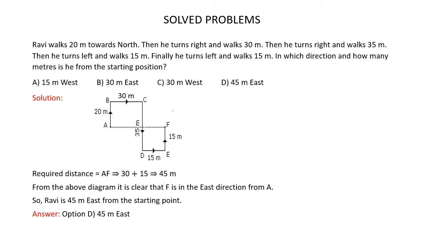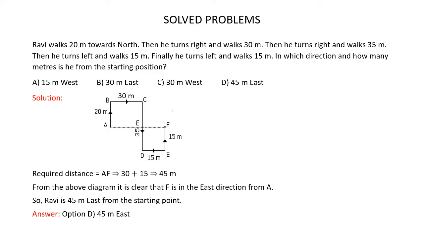So now you can see that A is the starting point of Ravi and F is the finishing point of Ravi. A is the starting position and F is the finishing position of Ravi. Now here you are asked to find in which direction Ravi is facing when he finishes walking. So from this diagram you can clearly see that F is in the east direction from A. So clearly Ravi is in the east direction from his starting position.